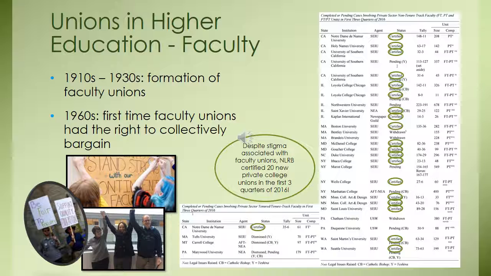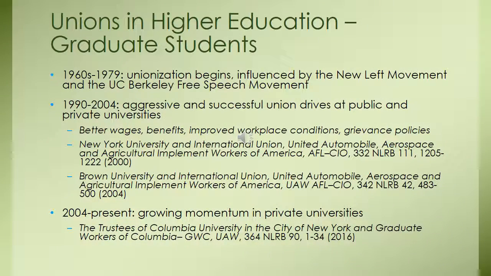Despite the stigma associated with faculty unions, a recent study showed that while there has been little growth of faculty unions in public universities, the NLRB certified 20 new private college unions in the first 9 months of 2016. The desire for better pay, benefits, and working conditions on private college campuses does not stop with faculty. The beginning of the graduate student unionization movement began in the late 1960s, with much influence coming from the New Left movement and the UC Berkeley free speech movement.